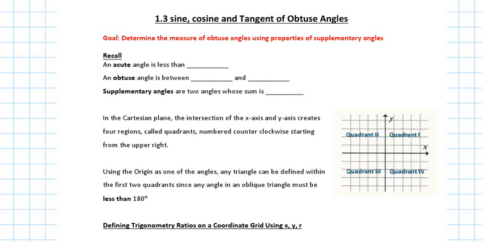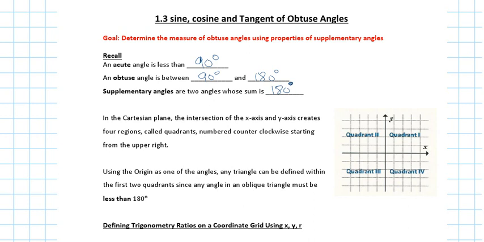So an acute angle is less than 90, and an obtuse angle is between 90 and 180. I got them right from the first time. Supplementary angles are two angles whose sum is 180. Remember these words? Okay? There are terminologies that you have to use.